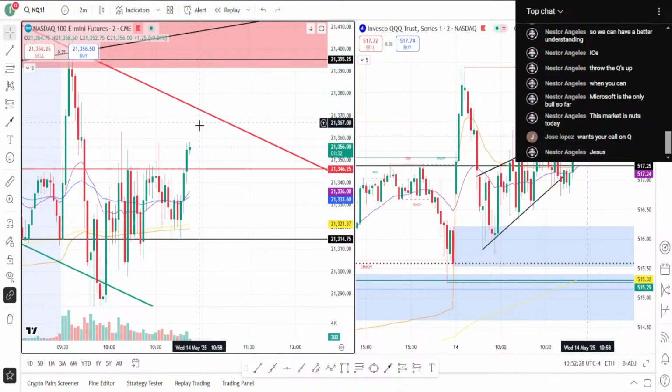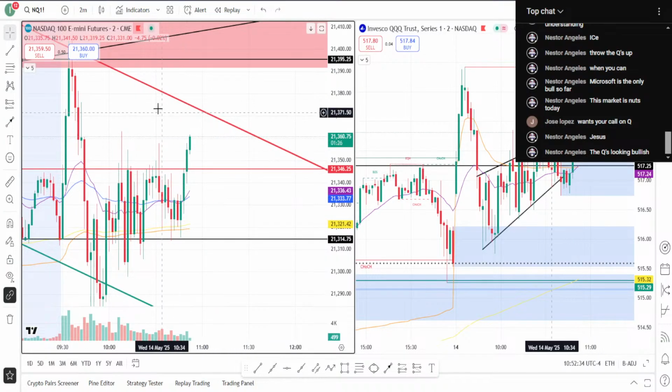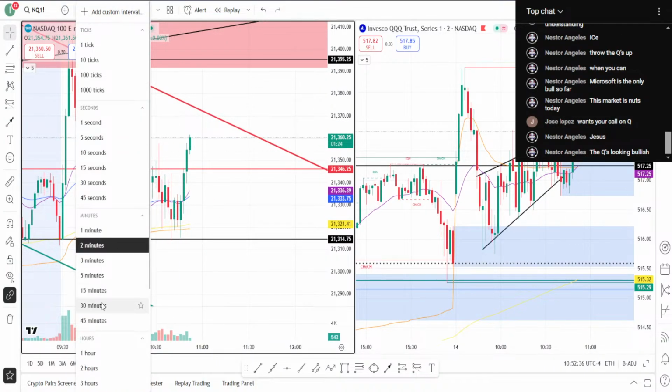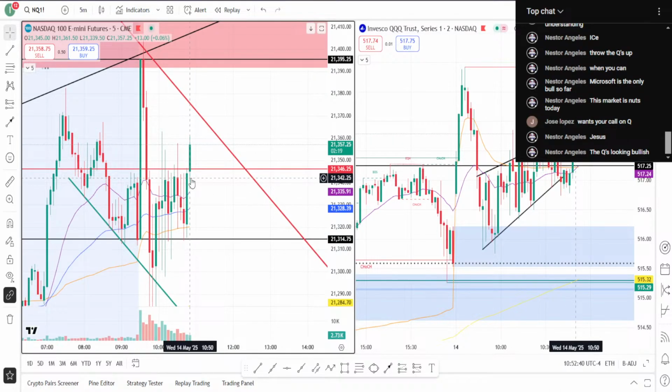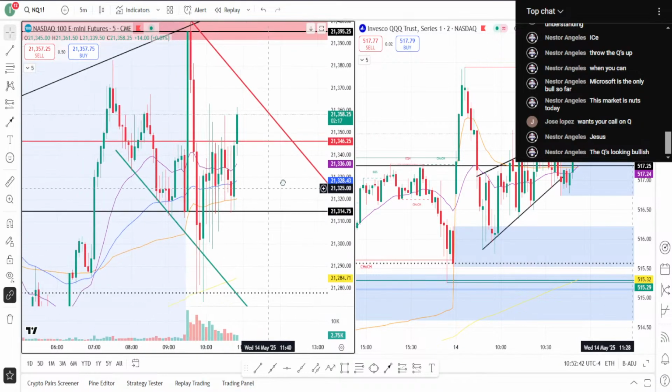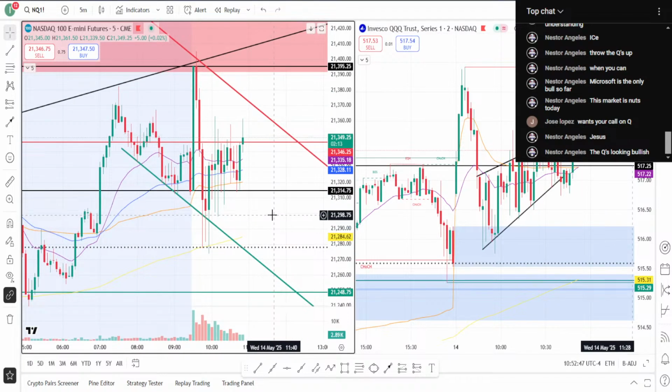See, now we got some follow through. These green candles. It's not as choppy anymore, so it's finally kind of moving here. This is what you want. This is where you want to trade, when it's moving. But trade at your own risk. You already know the market condition, right?